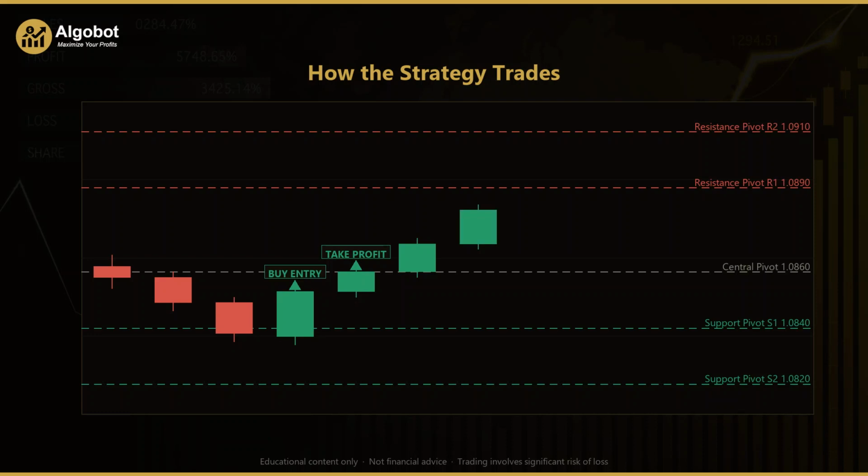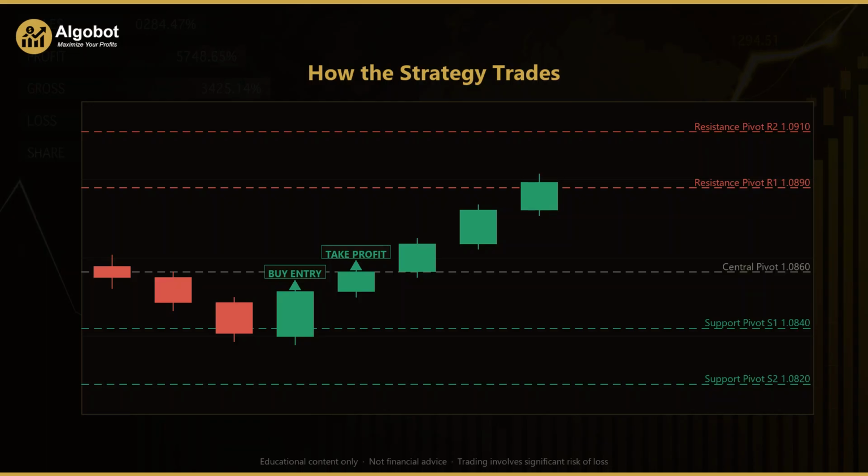From there, follow price upward. The candle after entry pushes higher with conviction, and as it reaches the central pivot at 1.0860, the take profit marker is reached. That's a clean pivot to pivot scalp. Price was faded right off support and carried to the next structural level, exactly as the logic intends.